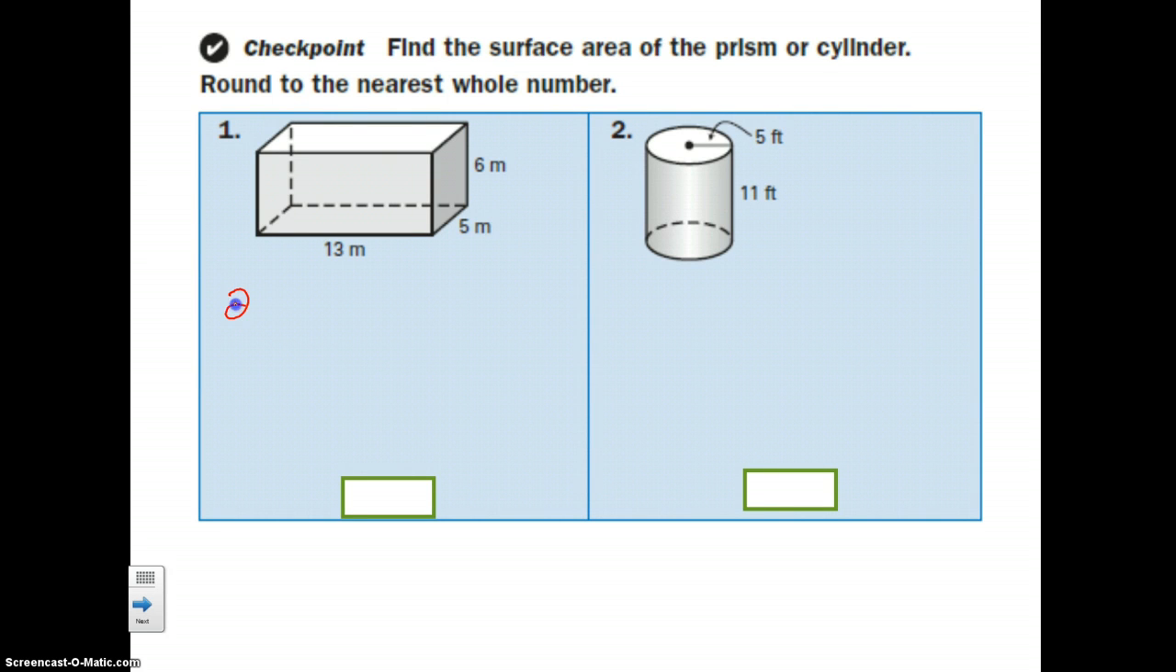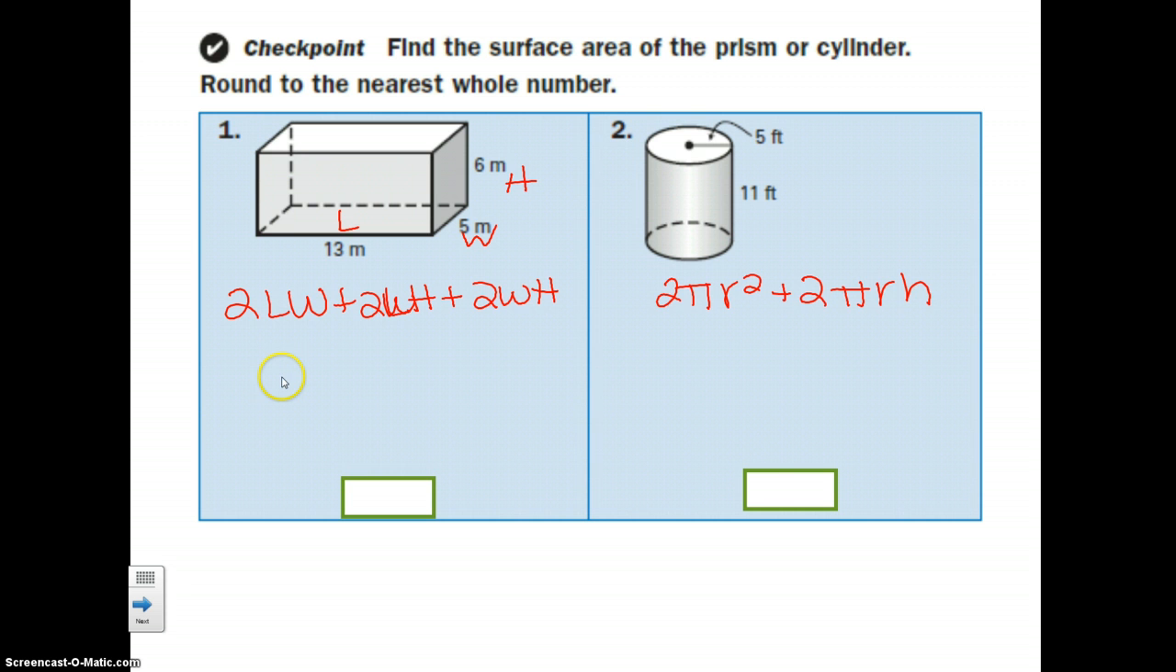For number 1 and number 2, I'm going to help you by giving you the formulas. Length times height plus 2 times width times height. And this is 2 pi r squared plus 2 pi r h. Go ahead, fill in what you know. And actually, for number 1, it doesn't matter what's the length, width, and height. Just put it down because you're all multiplying and adding. Please solve number 1 and number 2.